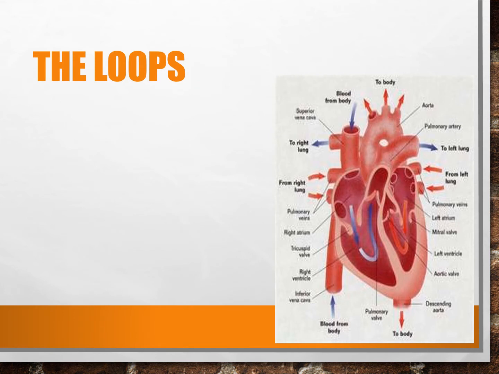Now, in our body, we have 2 types of blood. We have what we call oxygenated blood, and we have what we call deoxygenated blood. Oxygenated blood is nutrient-rich blood that needs to go to our body organs in order to give them oxygen and nutrients. Deoxygenated blood has no oxygen in it.